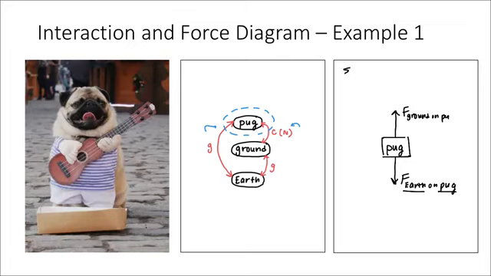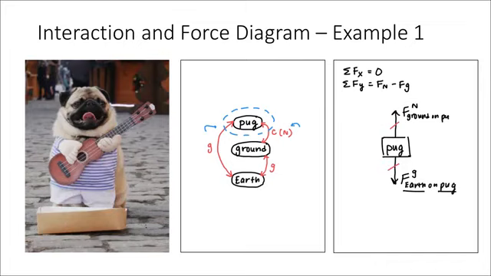I can also write out my sum of forces. The sum of all the forces in the x direction in this case is 0 because there are no forces in the x direction. I only have 2 vertical forces. And the sum of all the forces in the y direction could be written as, well, this is a normal force and this is a gravitational force, the normal force minus the gravitational force. And in this case, I know that these two forces are equal to each other because the pug is not accelerating in the vertical direction.